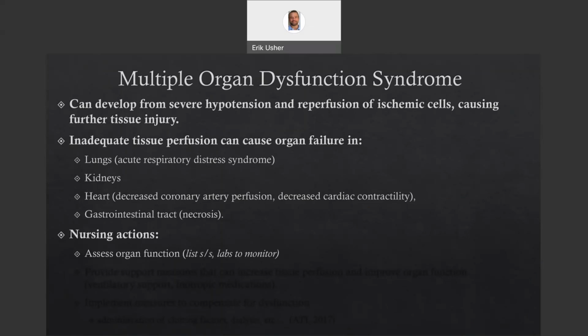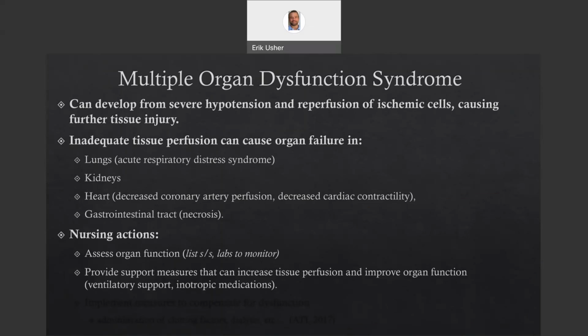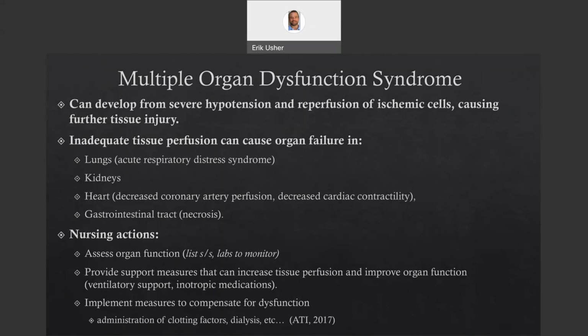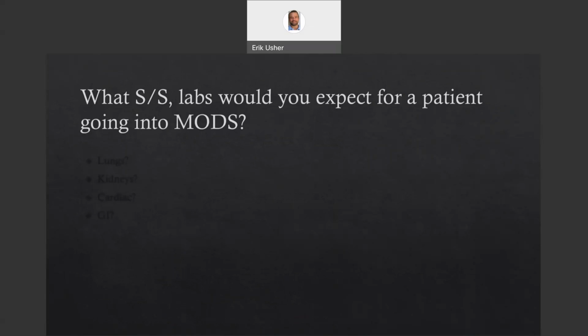So our nursing actions are to assess those organ functions. Look at the signs and symptoms, look at the skin, look at the urine output, look at the cardiac monitor, provide support measures that can increase tissue perfusion and improve organ function. That's ventilatory support. That's inotropic medications. That's our pharmacology and our medical devices of the world that can augment this. Implement measures to compensate for dysfunction. That's administration of clotting factors, getting them dialysis, etc. We as nurses will have an important integral part with these MODS patients.